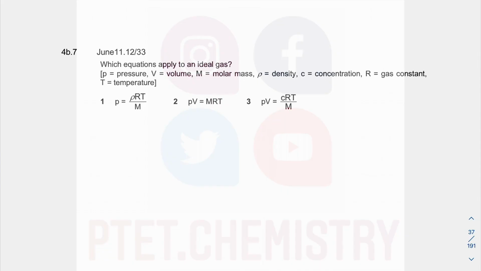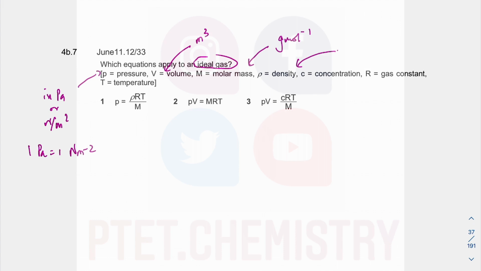In this next question, this is about the ideal gas equation. So we know that all of these refer to gases. Pressure of the gas, P, will be in Pascal or Newton per meter square, because 1 Pascal equals 1 Newton per meter square. The volume is in meter cube. The molar mass is in gram per mole. The density will be in gram. Density is mass over volume.